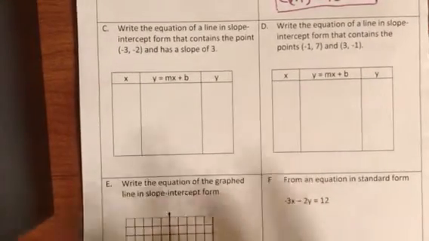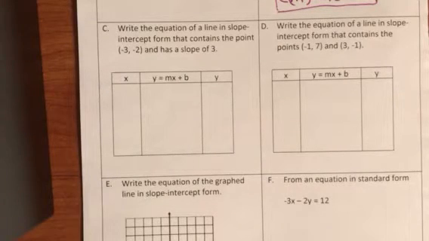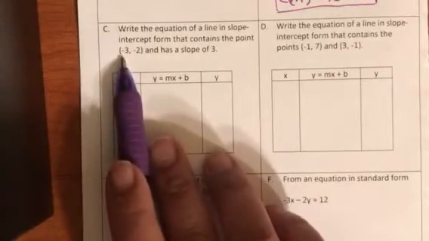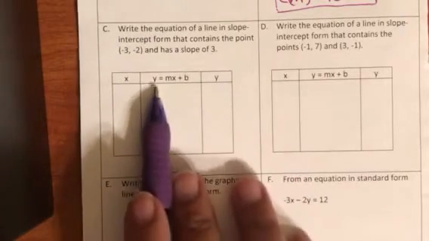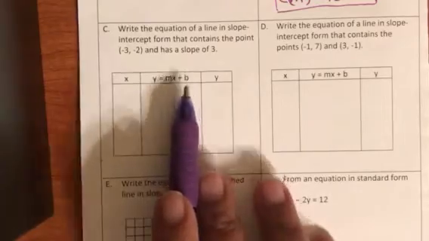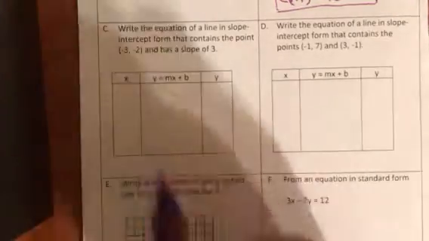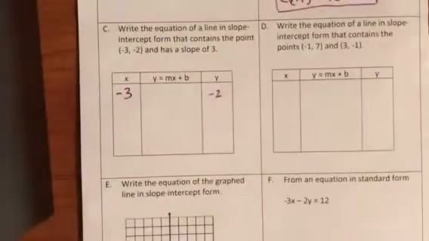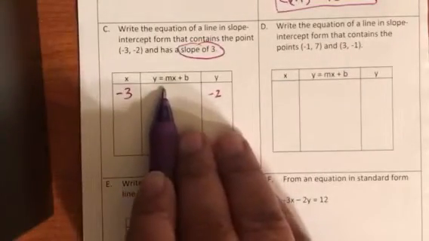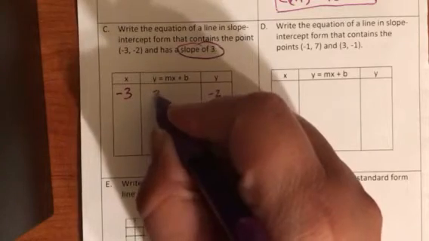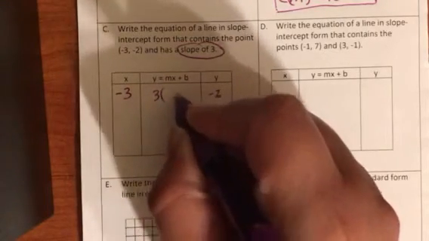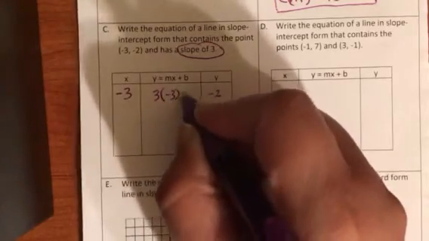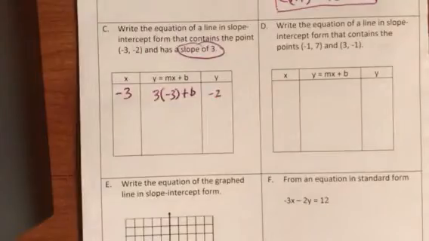So letter C says to write the equation of the line in slope-intercept form that contains a point and a slope. You're given a point of -3, -2, and a slope of 3. So what we're going to do is take this equation and actually solve for b. So we're going to do things a little bit different on this one. I know my x is -3. I know that my y is -2. And then my slope will come into this place right here. So m, we're going to leave y out, so m is 3. Our x is -3. And our b, that's what we're trying to find out.